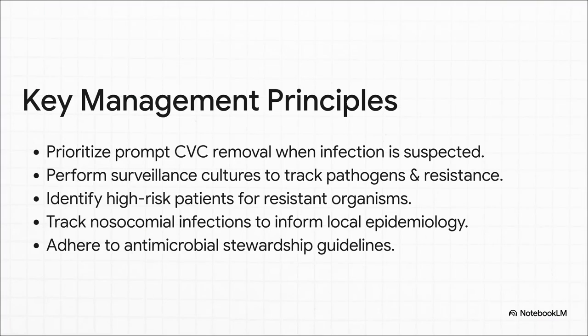So, to wrap it all up, what are the big takeaways? First, be aggressive about source control. If you think a line is infected, pull it. Second, know your enemy. Use surveillance cultures to track your local bugs and their resistance patterns. Third, identify those high-risk patients early. Fourth, track your hospital-acquired infections meticulously. And finally, none of this works without disciplined, evidence-based antimicrobial stewardship. These principles all work together to protect our patient.